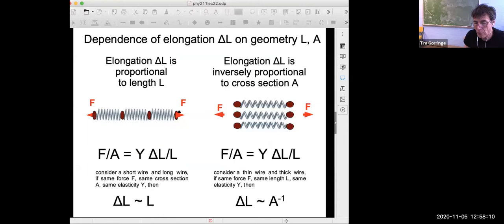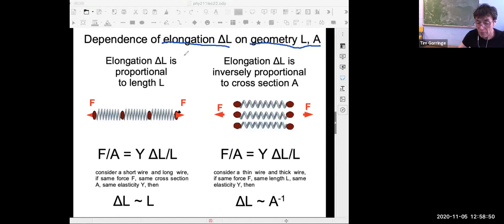Let me point out a couple of features about what I would call the geometry dependence of the stretching or the compression, what we call the elongation of, say, a steel rod or say a plastic rod or an aluminium wire or a copper wire. So that's what this slide is about, how the elongation, that's the delta L, depends on the rod's geometry, which would be its length and its cross-sectional area. That's the L and the A.